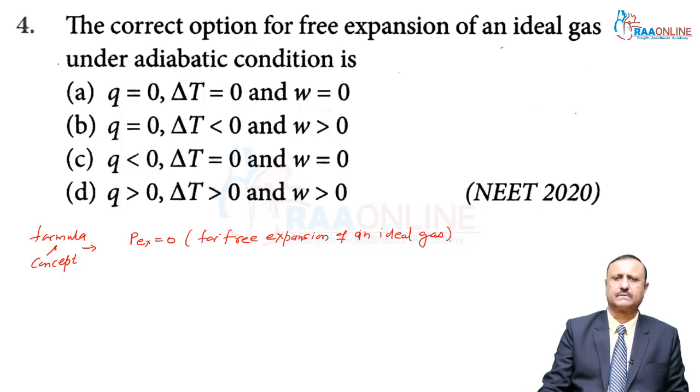When an ideal gas undergoes free expansion, it means P external is equal to 0. We can see here, and what is the formula, my dear students? The formula is W equals minus P external into delta V. Here, when there is free expansion of an ideal gas, delta V is equal to 0.